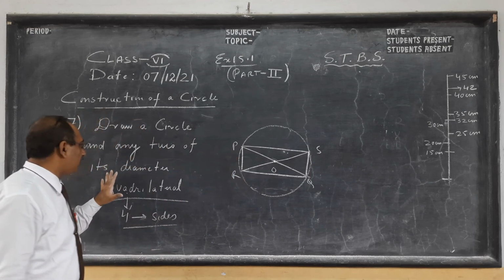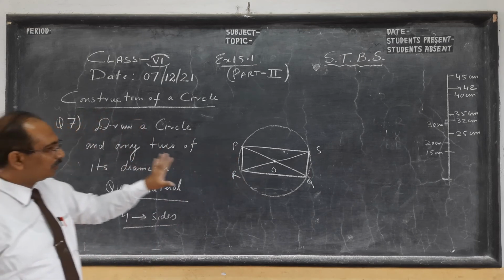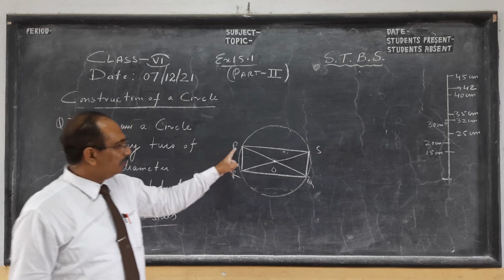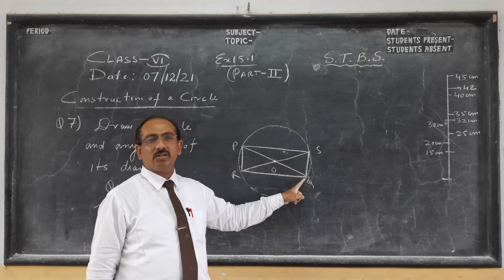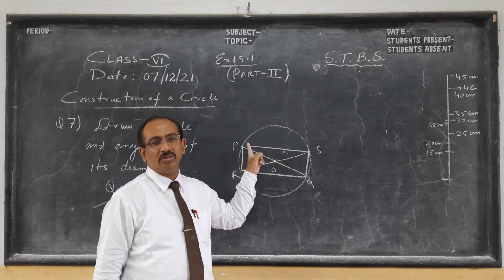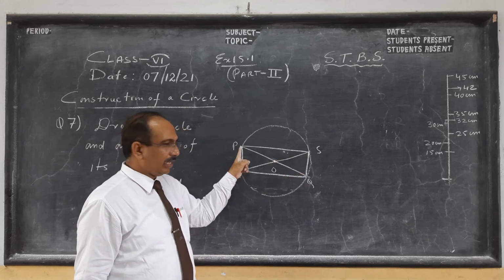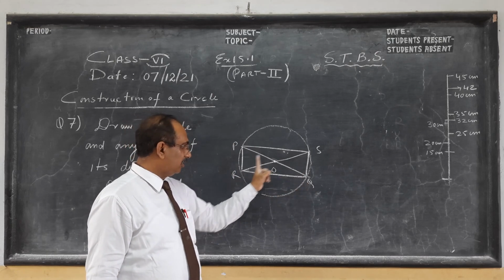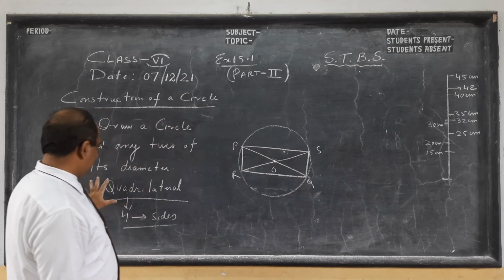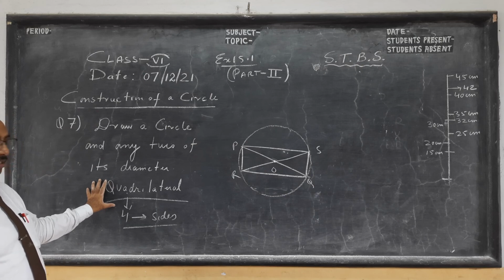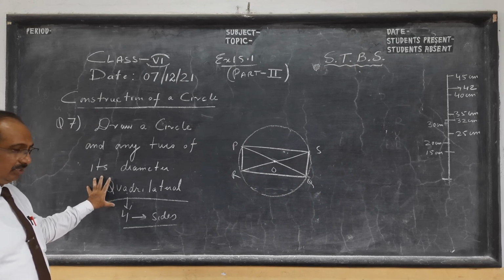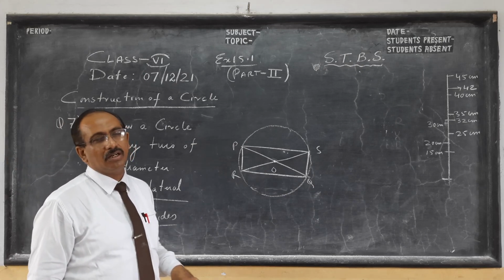So once more we draw a circle. Any two diameters we take. A diameter is a line which passes through the center of the circle and touches the boundary, or the circumference, at two points. So we join the end points of the two diameters, PQ is a diameter and RS is a diameter. If we join them, we will get a quadrilateral. Quadrilateral means, like a triangle has three sides, a quadrilateral has four sides.